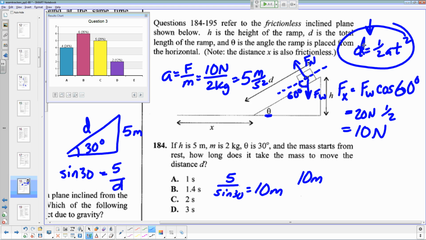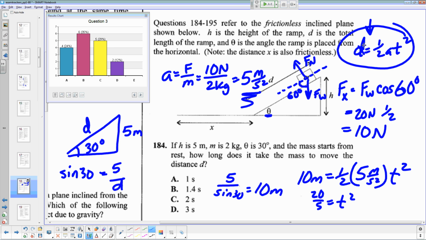So I have 10 meters equals 1/2 of the acceleration, which we found right here. It's 5 meters per second squared times t squared. And so I get 20 over 5. Oh, look, this is really nice. So that is equal to t squared, so t squared is equal to 2.